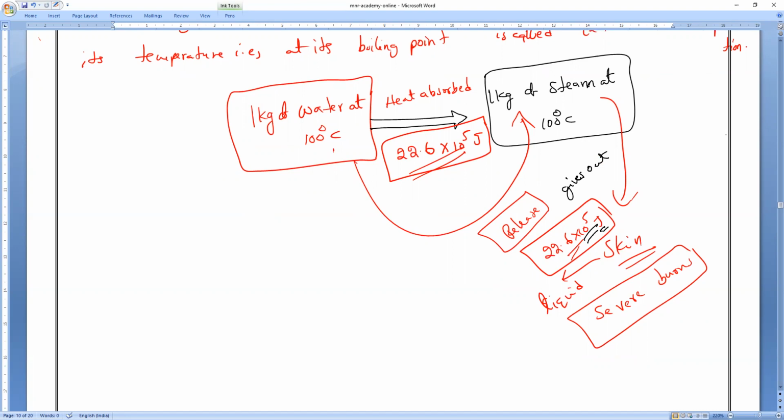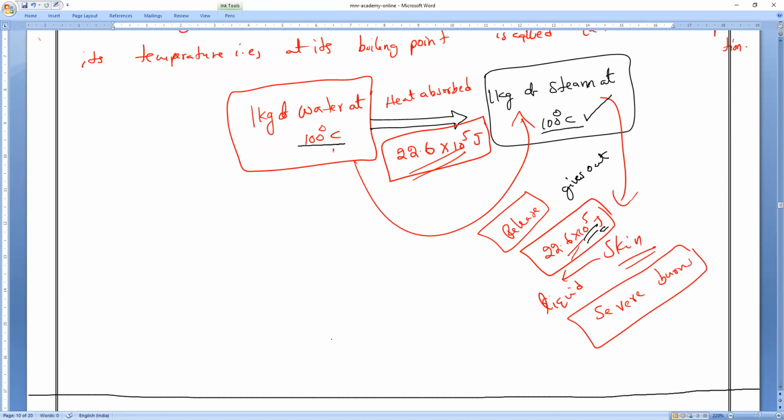So which is more dangerous, steam or boiling water? Steam, because steam has more energy at the same temperature. Suppose I put 100 degrees Celsius boiling water and 100 degrees Celsius steam on the skin, which will cause more burning? Steam. So it releases more energy. So this is what it is about. I hope you all understand what is latent heat of fusion and latent heat of evaporation or vaporization.